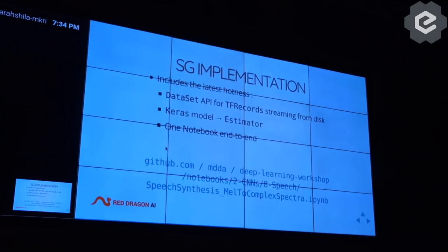Now it's time to show the actual Singapore implementation of this. I have to preface this by saying it doesn't do a very great job of training anything. I just wanted to get the code out there in a working state so it'll do something. The hotness, and there's some TensorFlow takeaway here, is that it uses the new dataset API, which I'm sure the Googlers will have whittled on about in December, and it produces TF records and streams them from disk. The TensorFlow examples actually just read the stuff from memory.